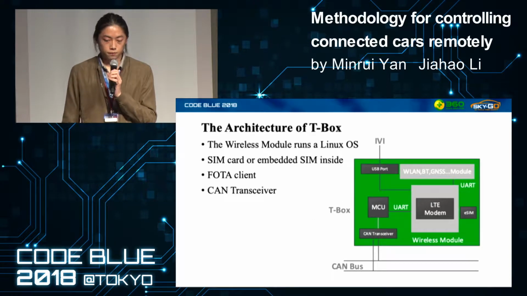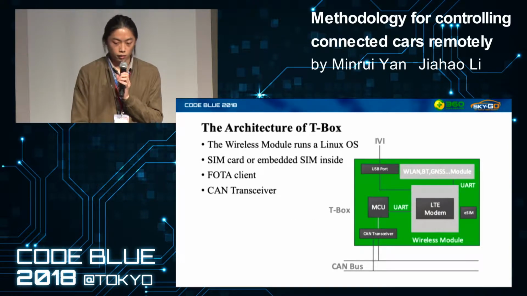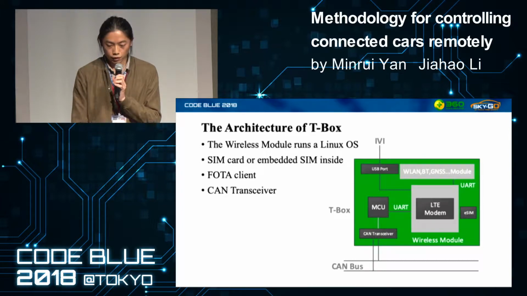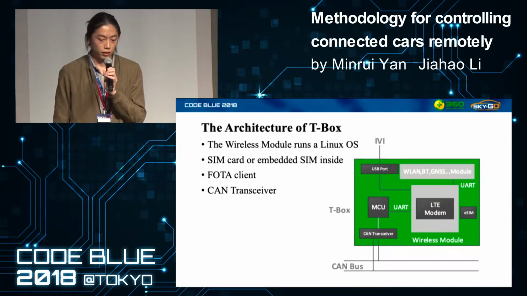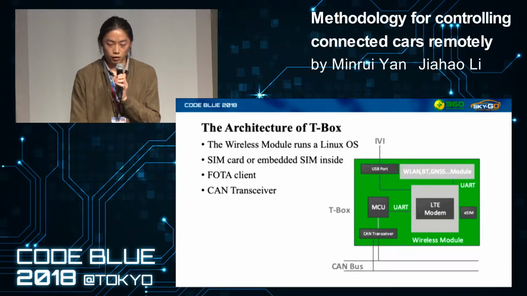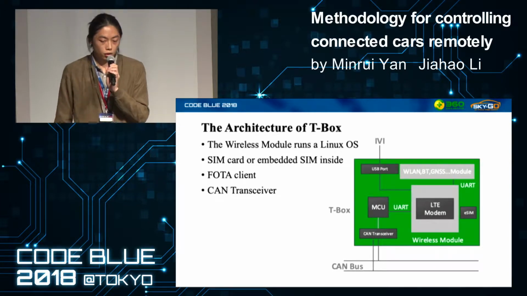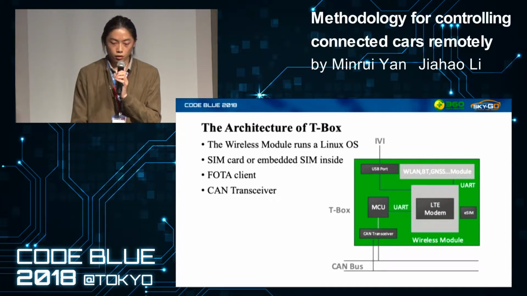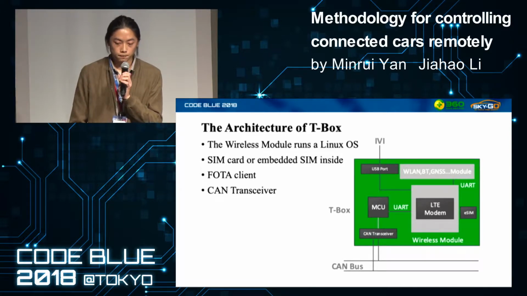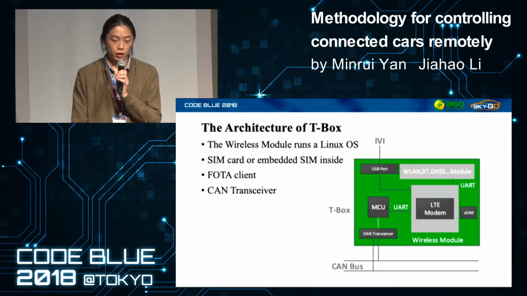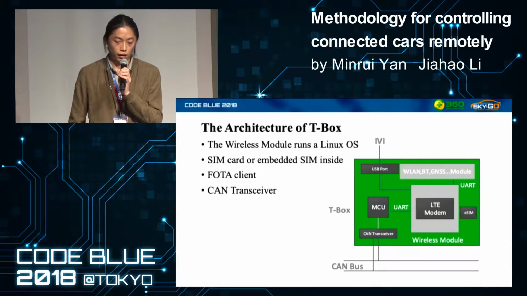Let's take a look at what is in the T-box and what it can do. Usually, the MCU connects to the SoC via a serial port. The SoC stands for system on chip, and the serial port is UART or GPIO. And they are all connected with an Ethernet switch. The T-box connects to the RVI via USB.